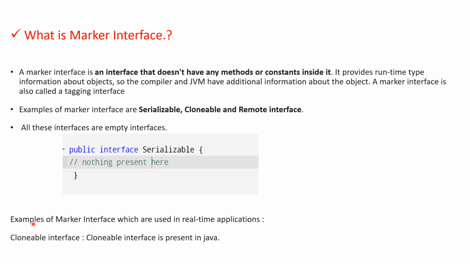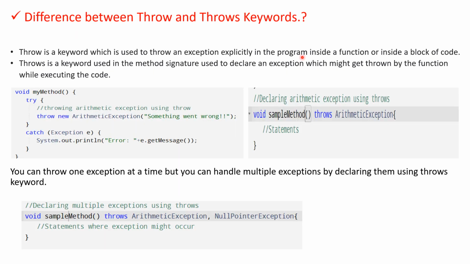In real-time applications, an example of a marker interface is the Cloneable interface, which is already present in Java. Hope this is clear. Going to the next one.